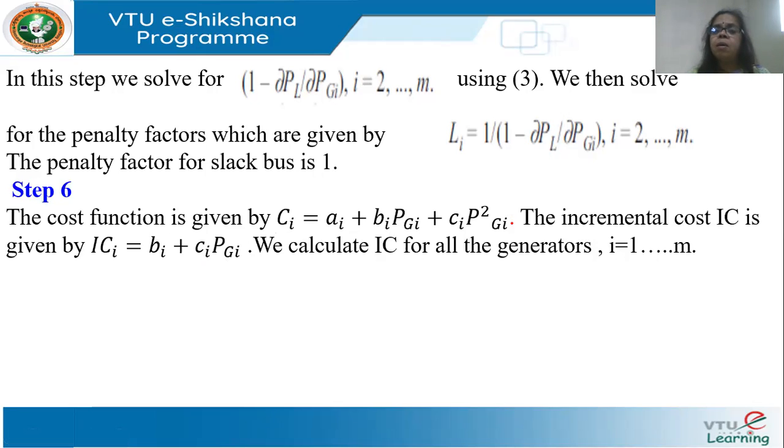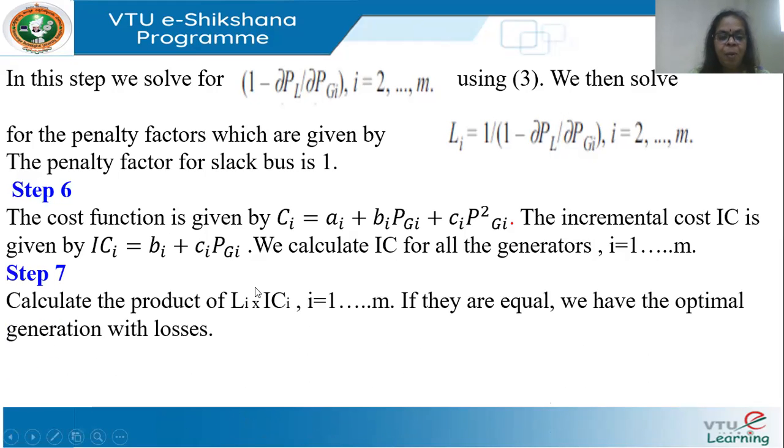Now we know what is the optimal cost when it occurs. It occurs when the product of the incremental fuel costs and the penalty factors for all the buses is the same, right? So good, I already have my premise. So in step 7, I calculate the product of the penalty factor and the incremental fuel cost for all the buses. If they are equal, we have the optimal generation with losses. Now, the best penalty factor you can have is 1. So, if they are equal, you have already reached optimal.